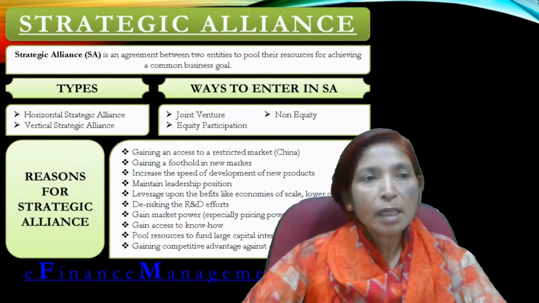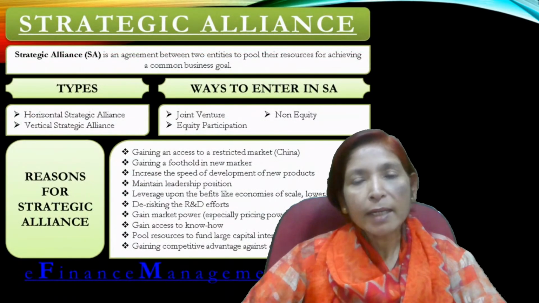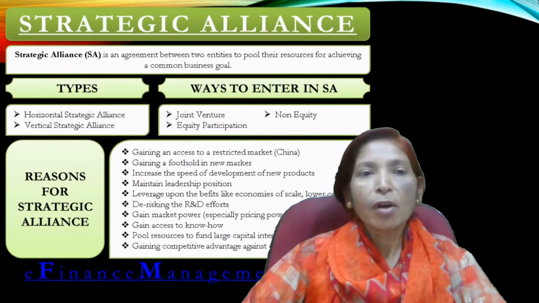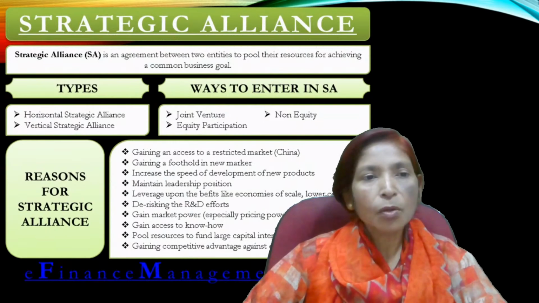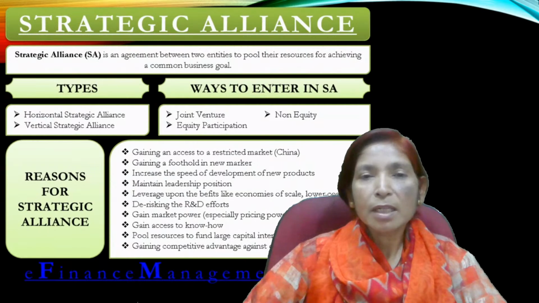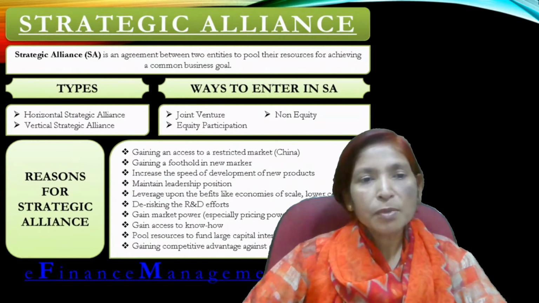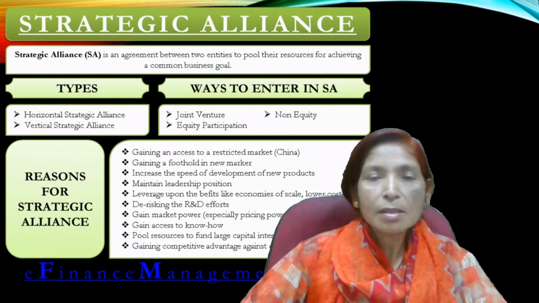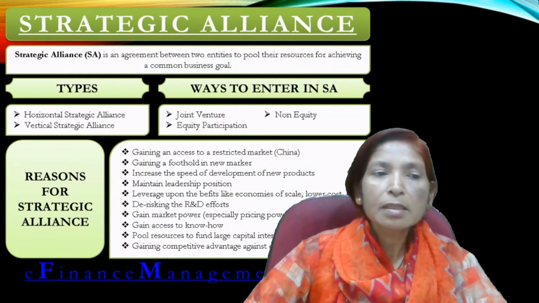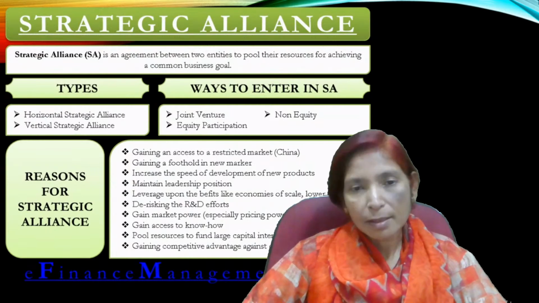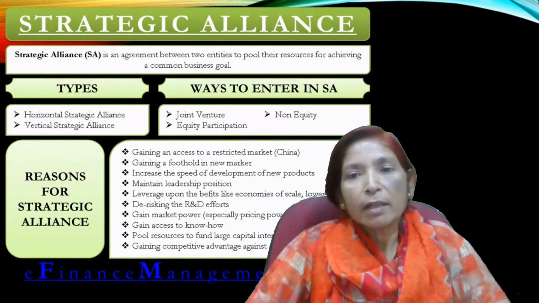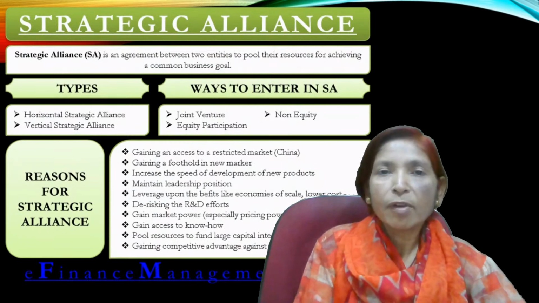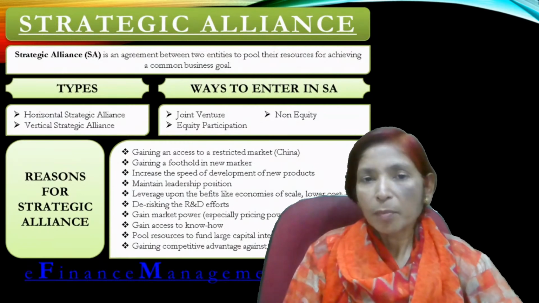Next, a strategic alliance is an agreement between two entities or two business firms to pool their resources for achieving a common business goal. What types of strategic alliances exist? There are two types of strategic alliances generally. One is horizontal strategic alliances, and second is vertical strategic alliances. And ways to enter into strategic alliances: what are the different ways through which a firm can enter into other business enterprises?